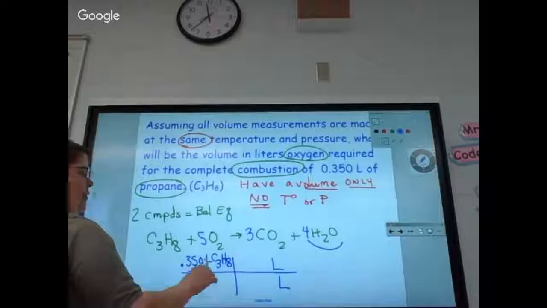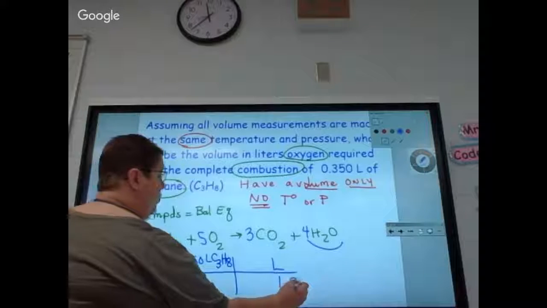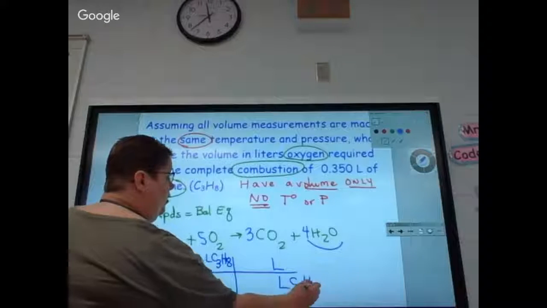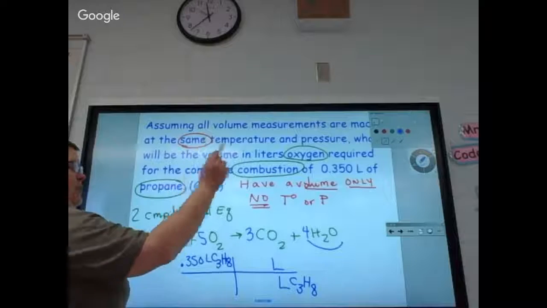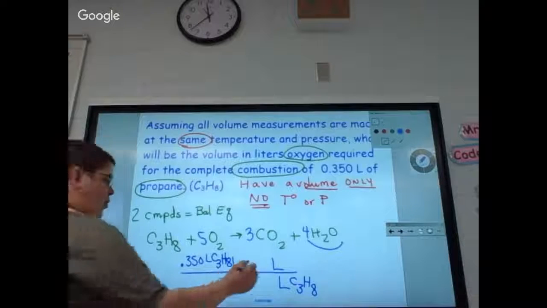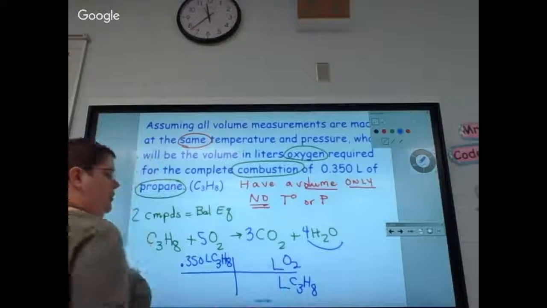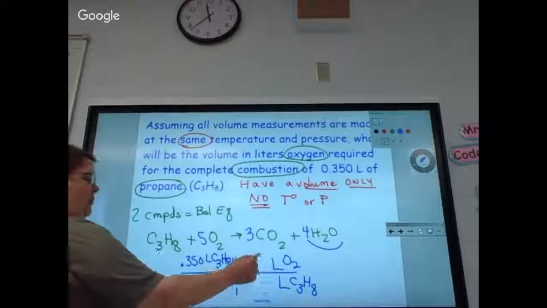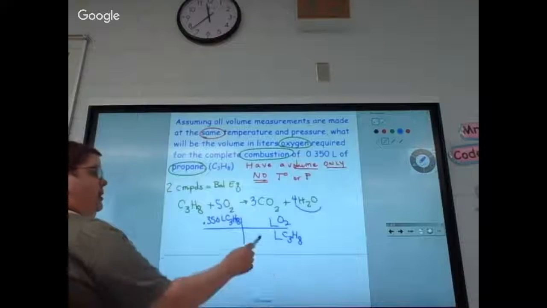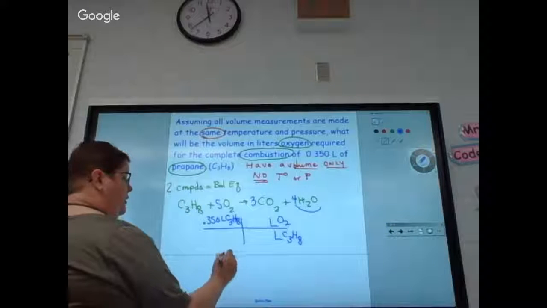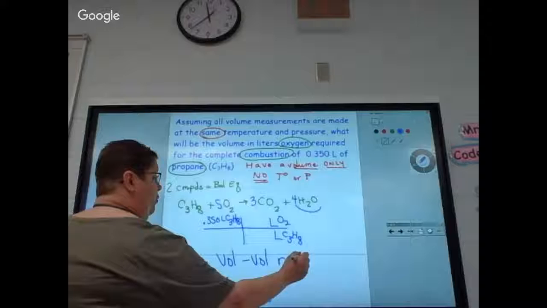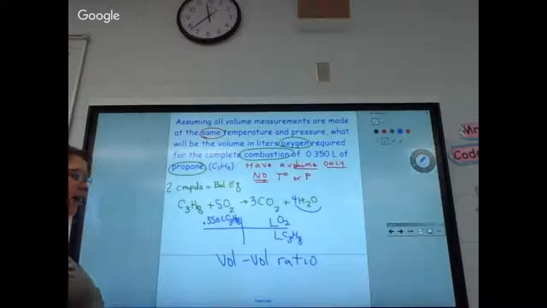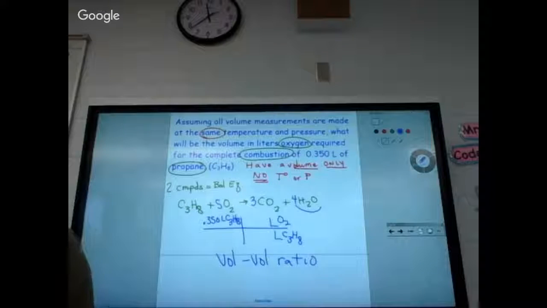So what's going to go on the bottom? Liters of propane. Now, before, this would have been moles of propane. Liter to liter. We're going to change compounds. What'd that ask me to find? We're going to go liters of oxygen. This is going to change the compound. Instead of having volume or mole, this is a volume ratio. We're going to change the compound. Where are the numbers going to come from?